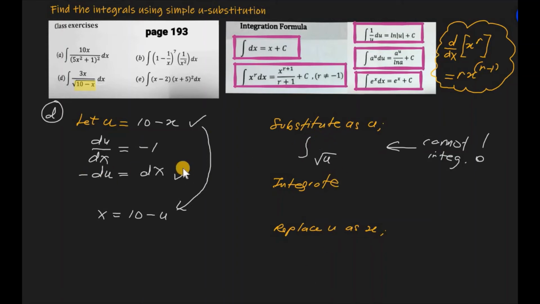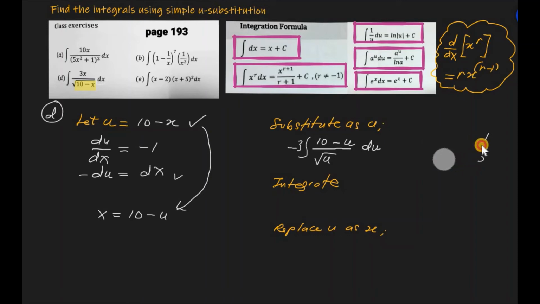So we have just now negative. Let's put it in front. Negative. And we are to replace this 3x. 3 is a constant, let's put it in front. And the x is 10 minus u. And where is the du just now? Okay, negative du. Right, so now we can integrate.